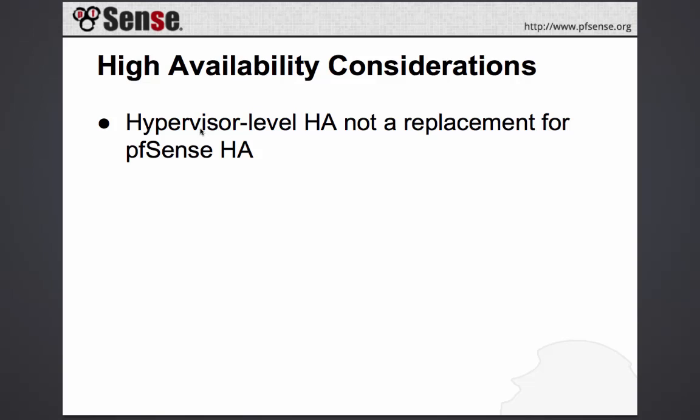So it's not bad to use them in combination, but don't skip the HA inside the VM, whether it's pfSense or anything else for that matter, because keeping the VM running is only part of making sure it's actually doing its job, passing and blocking traffic in this case.